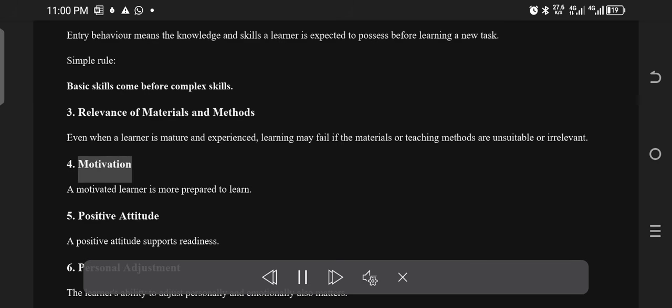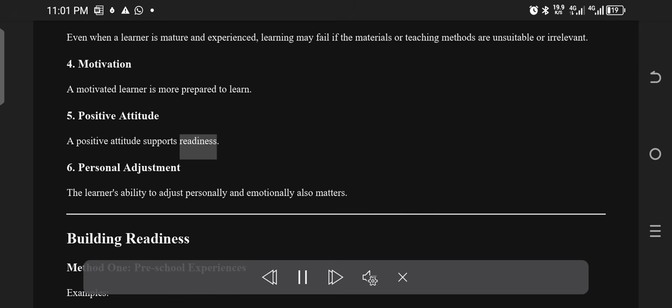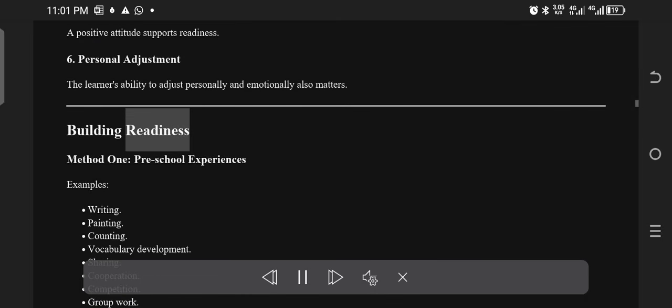Motivation. A motivated learner is more prepared to learn. 5. Positive attitude. A positive attitude supports readiness. 6. Personal adjustment. The learner's ability to adjust personally and emotionally also matters. Building readiness. Method 1. Preschool experiences.